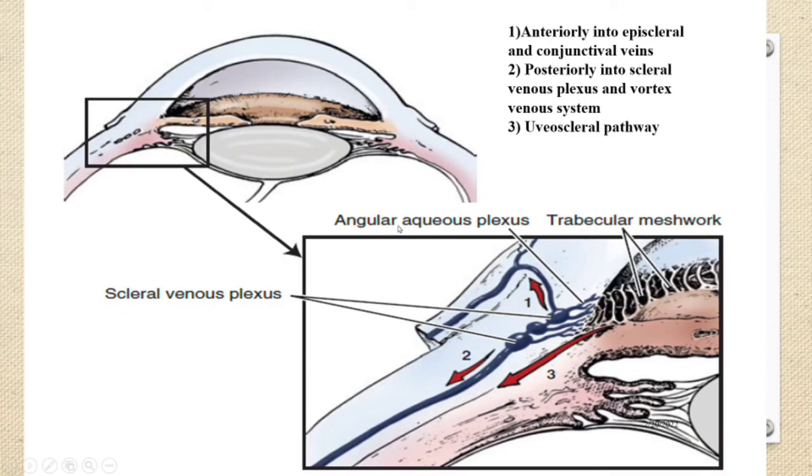The outflow of the aqueous humor can happen through three pathways. Either it goes anteriorly into the episcleral and conjunctival veins, like here. Otherwise it can go out of the eye posteriorly into the scleral venous plexus and vortex venous plexus. Otherwise it will go through the uveoscleral pathway, like this, into the suprachoroidal space, and from there out of the globe.